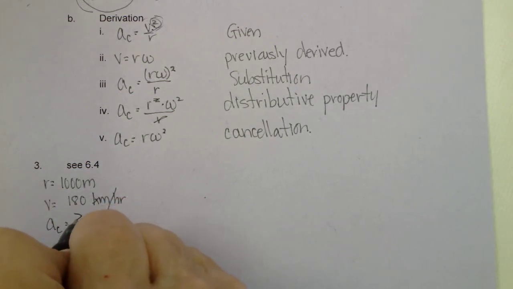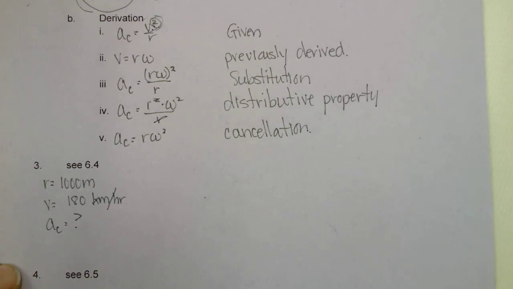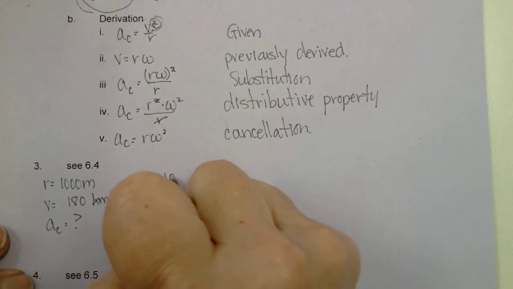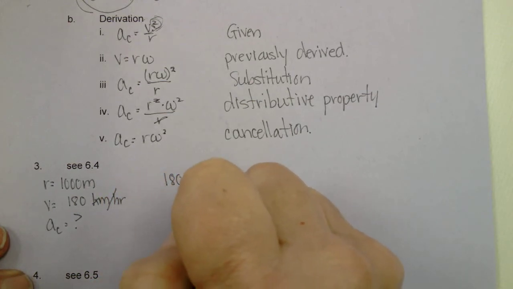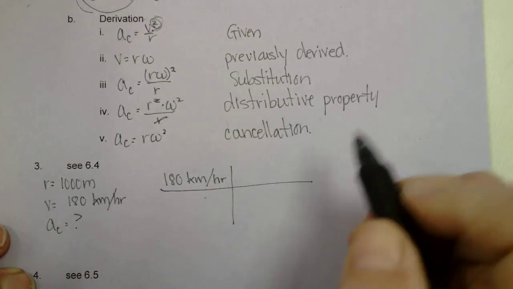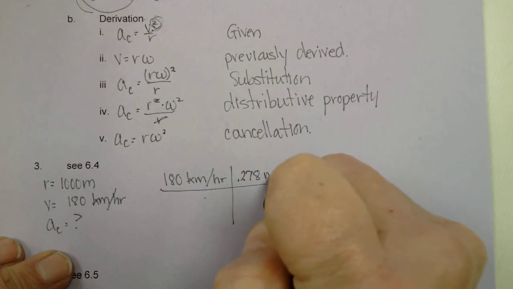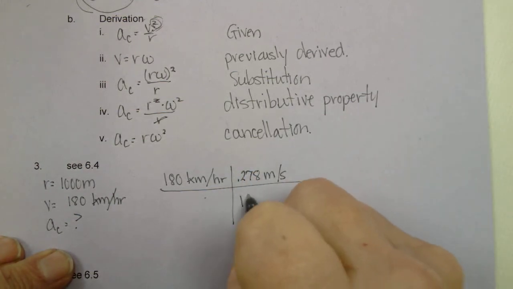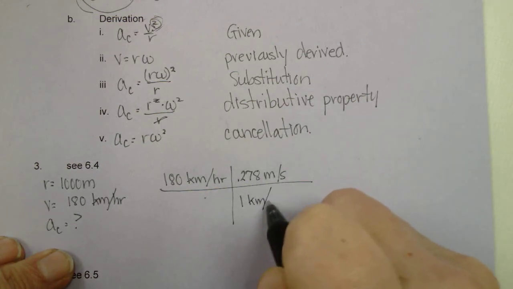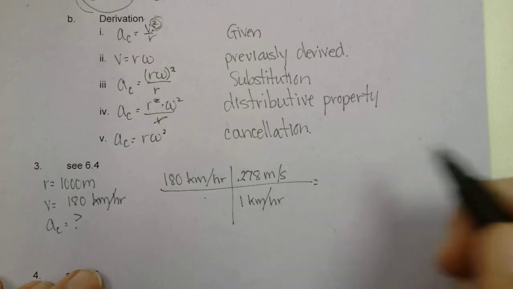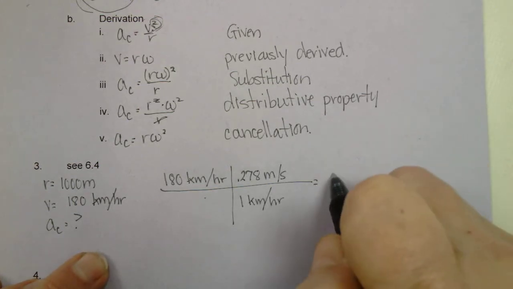A sub c is equal to, I don't know, we're going to work that one through. My kilometers per hour, I have to convert my kilometers anyway, so let's convert kilometers per hour to meters per second. It's just one shot at it, so we might as well do it all at once. So I've got 180 kilometers per hour is what I'm given, and my ratio is 0.278 meters per second is the same as 1 kilometer per hour. You have that on your conversion sheet. So once I do that, I find that my tangential speed is actually 50 meters per second.